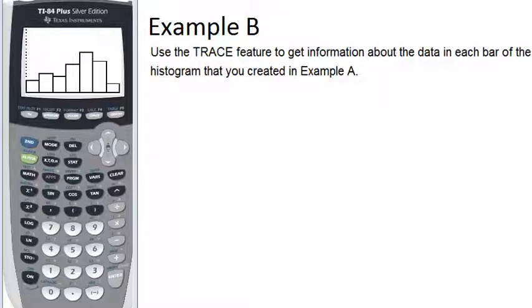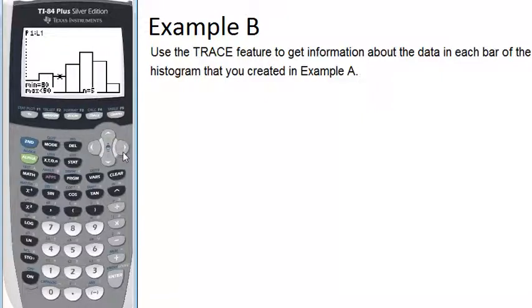Use the trace feature to get information about the data in each bar of the histogram that you created in example A. When you click trace, it tells you how many values were in each of those bins. It says between 60 and 70, we had 4 values. That means 4 piglets had a weight between 60 and 70. Then we could keep going to see some more information. Between 70 and 80, 6 piglets had that weight.